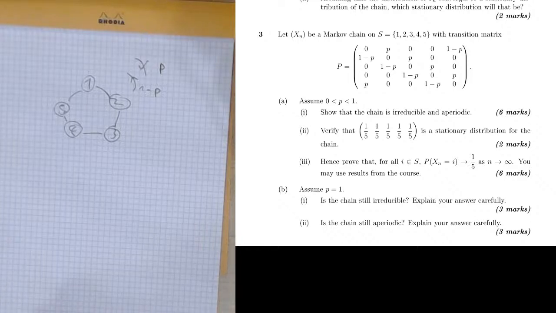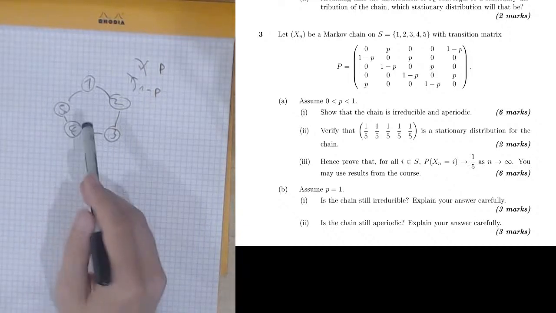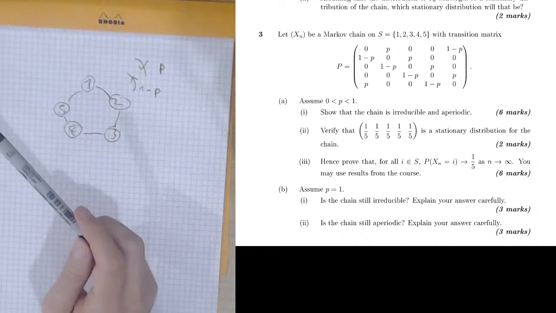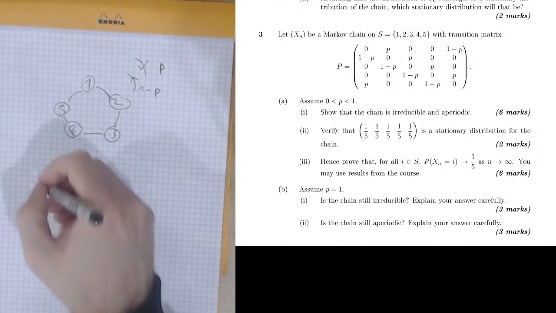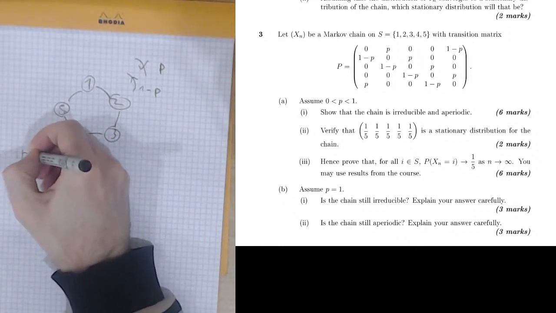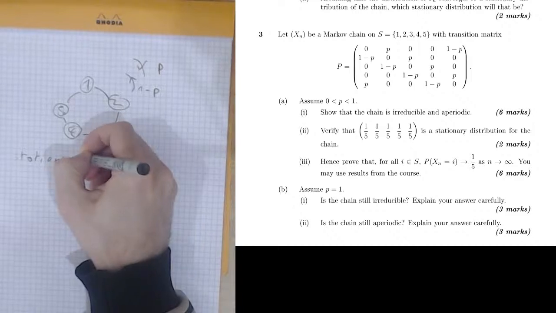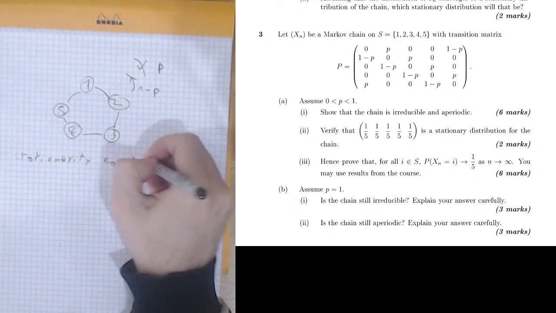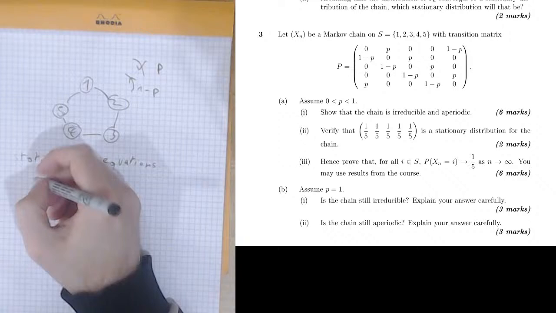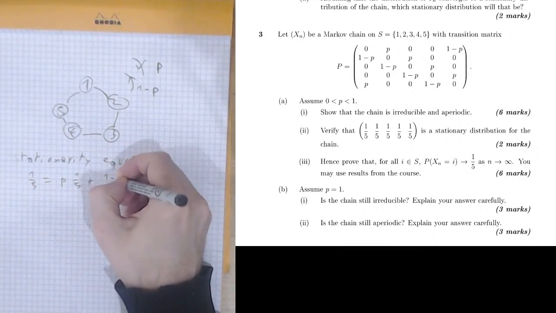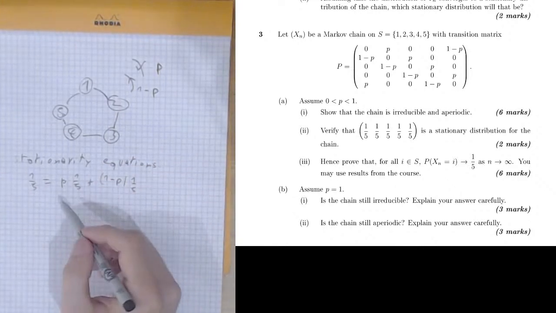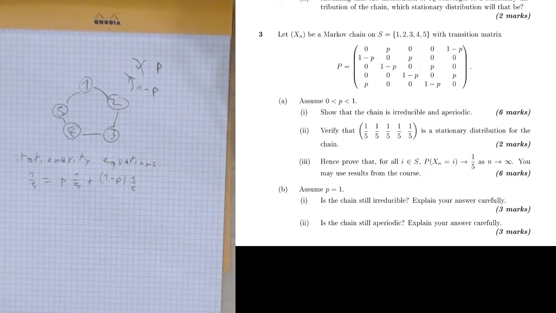Verify that 1/5 everywhere is a stationary distribution. So it makes sense, because you know there's a lot of symmetry going around. All the states have basically the same role, so they should have the same value. In any case, if you write the stationarity equations, they will all reduce to 1/5 equals P times 1/5 plus 1 minus P times 1/5. And that's obviously true. So 1/5 everywhere is stationary.